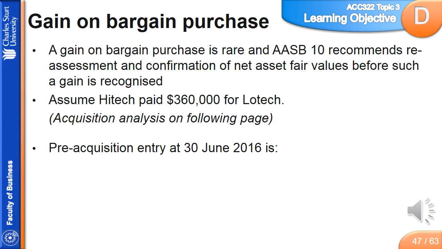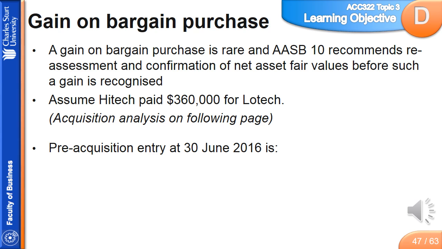In the example we just looked at, there was an excess paid to acquire Low-Tech, meaning they paid more than they received, and that resulted in goodwill. But what happens when you pay less for what you receive? Well, that is considered a gain on bargain purchase, and this is considered a rare event, and as I've already gone through, we need to do some checks and confirm that everything is actually recorded at the correct fair value before recognizing such a gain, because in reality, why would someone sell something for less than it's worth?